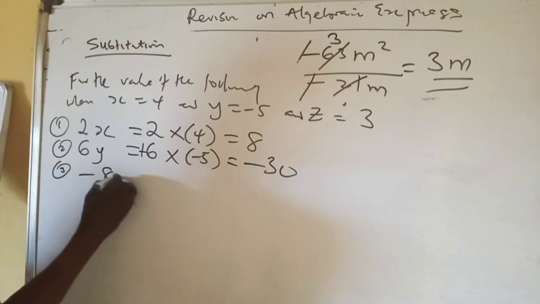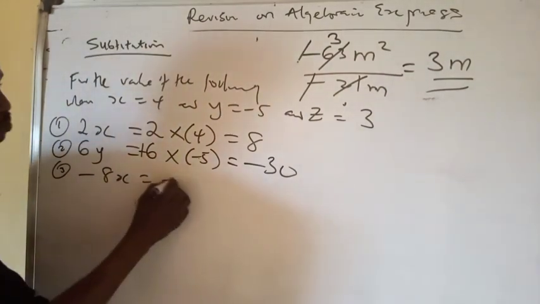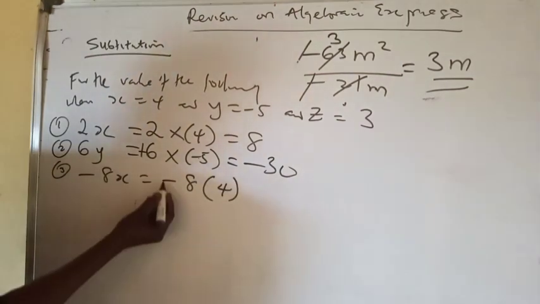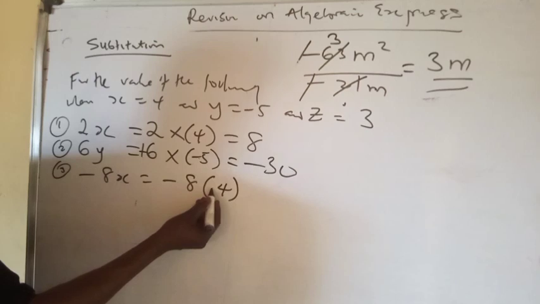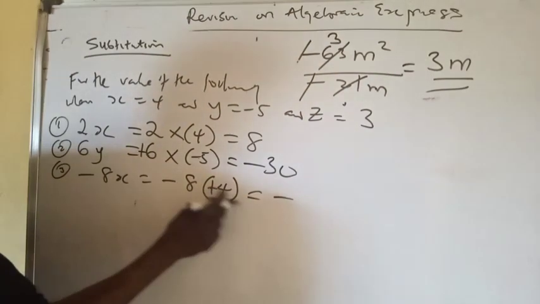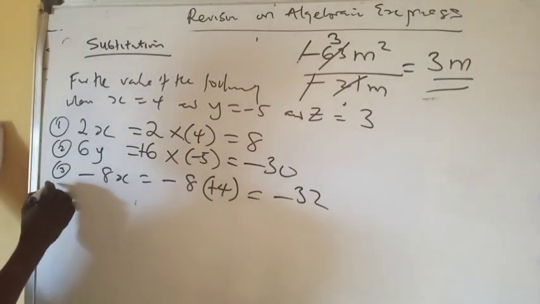Let's see another one. 3 minus 8x. Minus 8x. Minus 8, this one becomes what? Minus 8 into bracket x, which is what? 4. Once one of the numbers is directed, direct the second one. This one becomes what? Plus. Plus minus will give me what? Minus. 8 times 4, 32. We have 32. Are we clear with that now? Yes, sir.